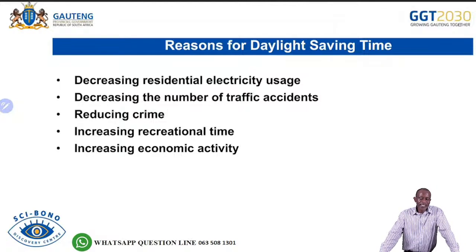It also decreases the number of traffic accidents because it is safer to drive during the day. So most of the fatal accidents happen during the night. So daylight saving has an effect of reducing the number of traffic accidents. As explained, during the day, fewer accidents are experienced.